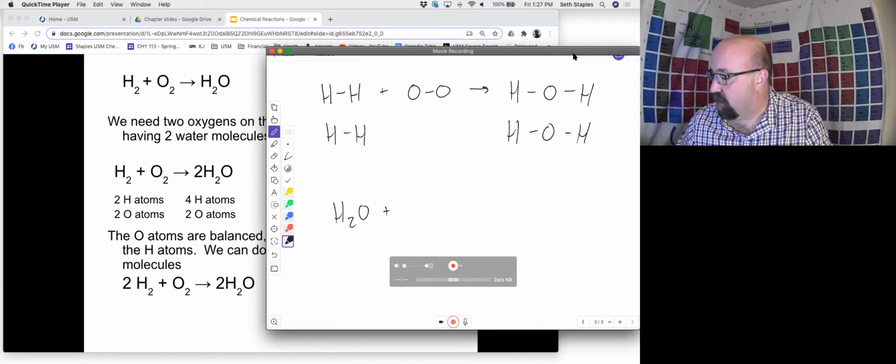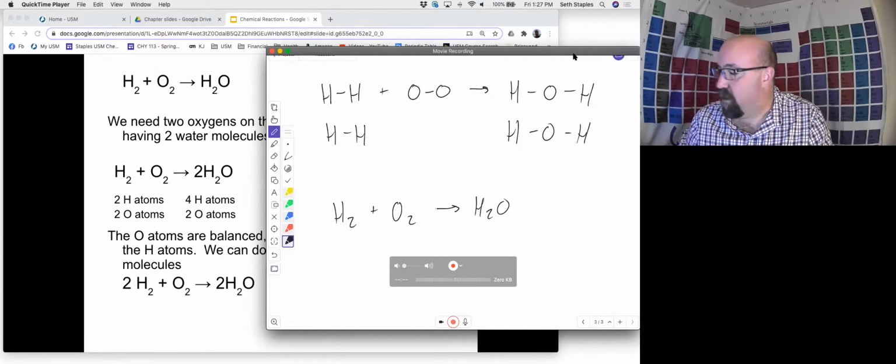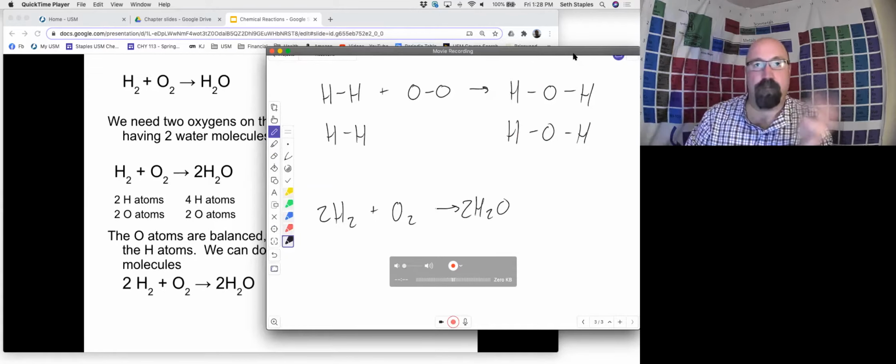had H2 plus O2 forms H2O. But we can see here, in order to balance our equation, we had to have 2 H2 molecules from up here. And we also formed 2 H2Os. And so that gives us our coefficient in front of our water, 2H2O.